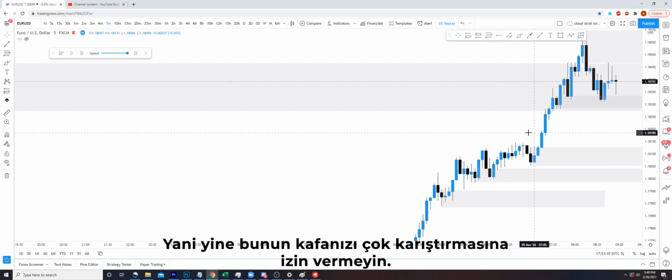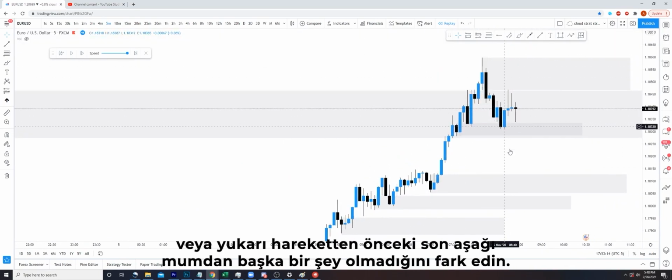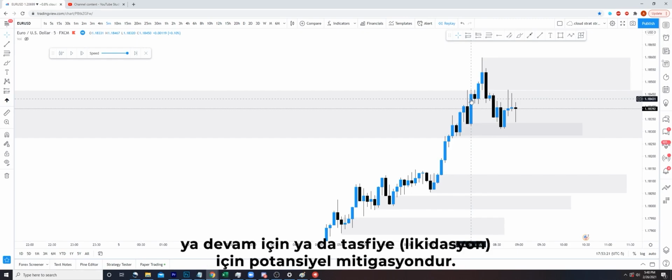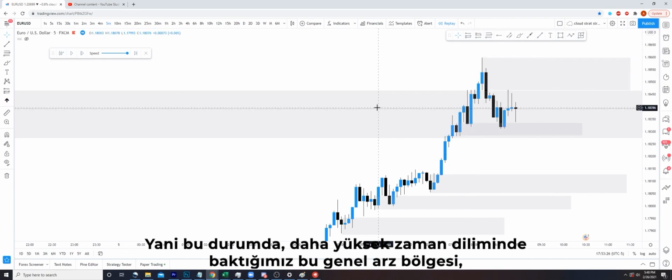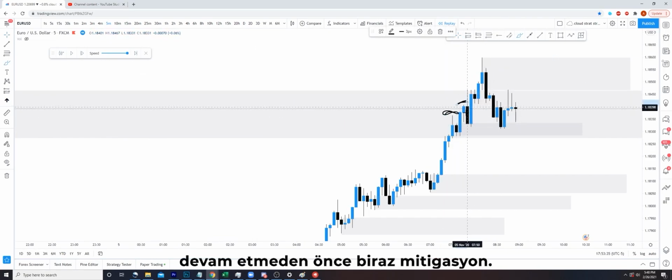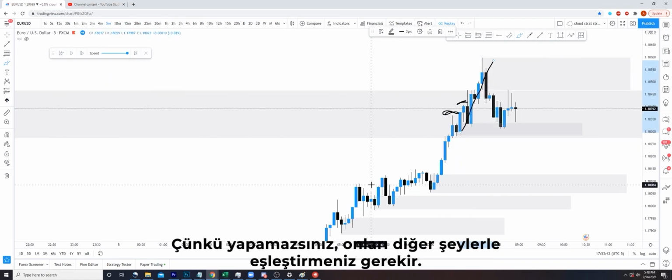So again, don't let this confuse you too much, but recognize that supply and demand zones are nothing more than the last up candle before the down move or down candle before the up move. And what we expect at those areas is potential mitigation for either continuation or for liquidation. So in this case, this overall supply zone that we looked at on the higher time frame was for the purpose of a little bit of mitigation before continuation. Okay, so do not just look to trade these, right? Because you can't. You need to partner them with other things.